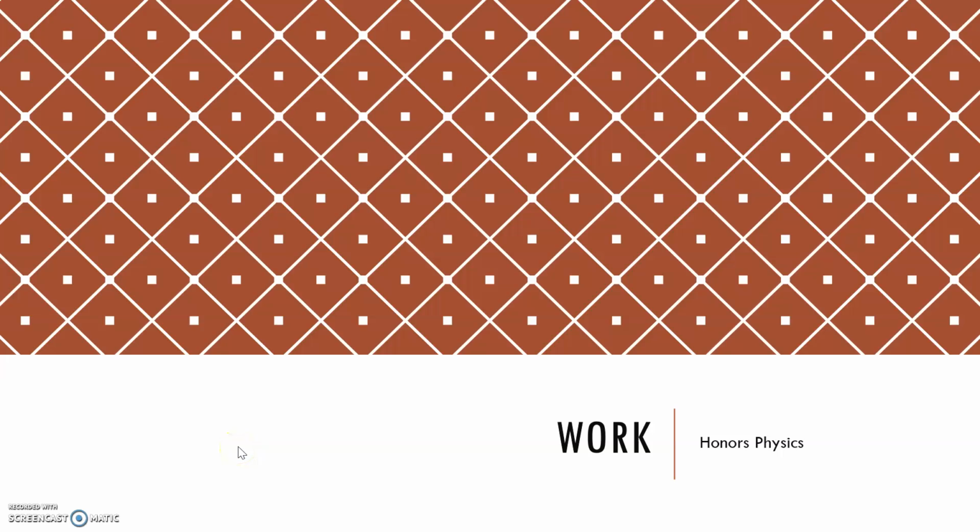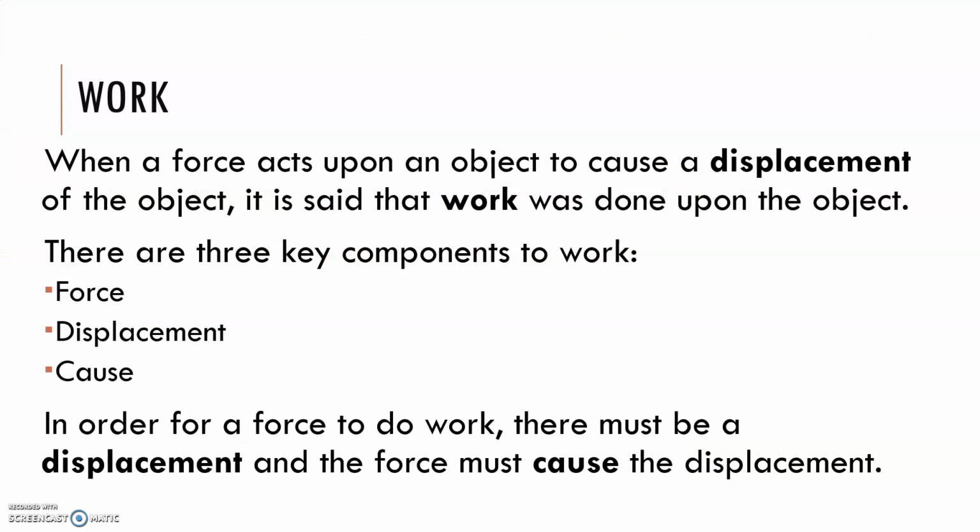Class, today we're going to be talking about work and how it relates in physics. The definition of work in physics is when a force acts upon an object causing it to displace, meaning to move. There are three main components when work is done in physics. We want to look at the force, the displacement, and the cause, meaning did that force cause the object to displace or move in the direction the force was applied in.